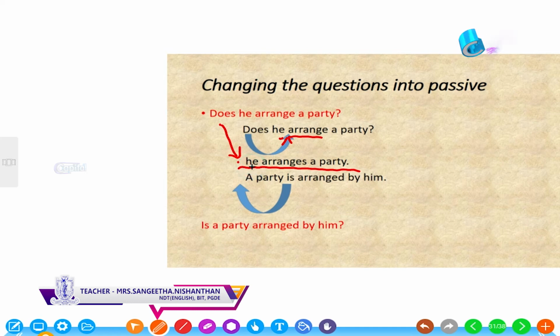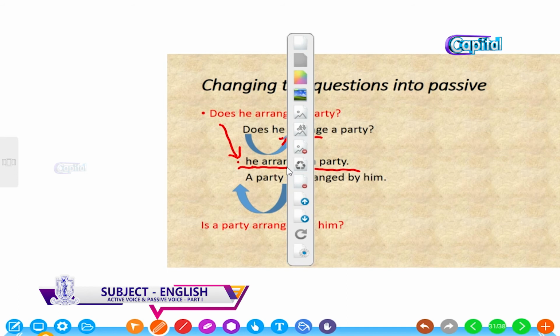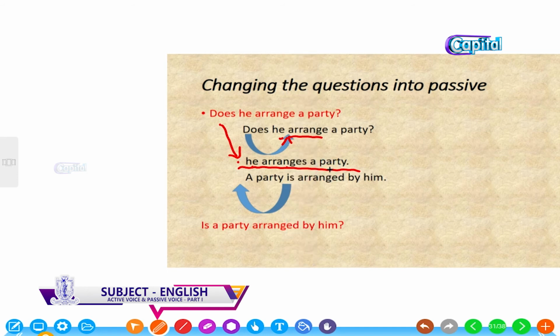Who? He, subject. What does he do? Arrange. It is the verb. But what does he arrange? A party. It is the object. So, bring the object to the beginning, a party, singular and simple present tense. So, the be verb is. A party is, then the past participle of the main verb, arranged by him. He changes as him. Now, it is in statement word order, but it is in passive voice.